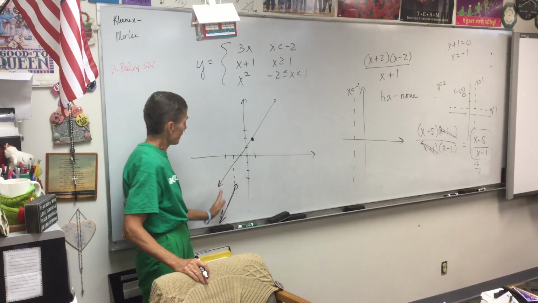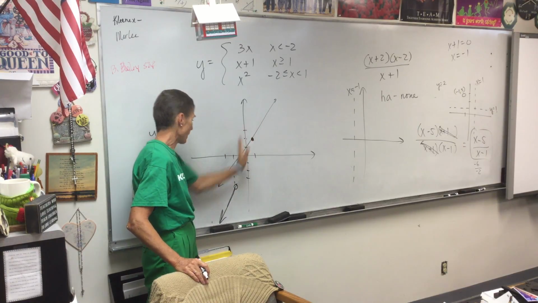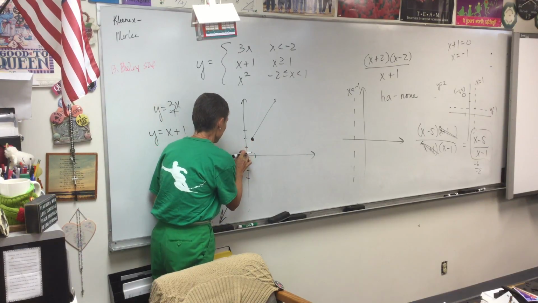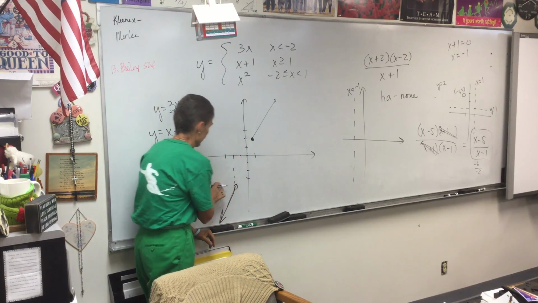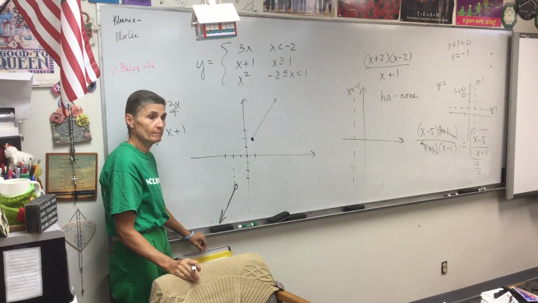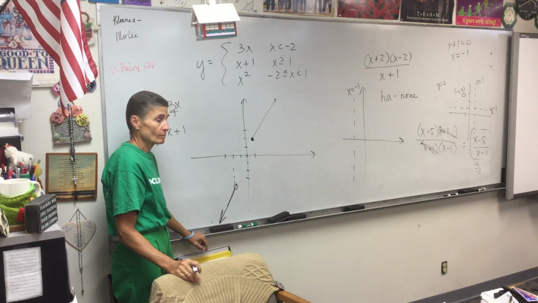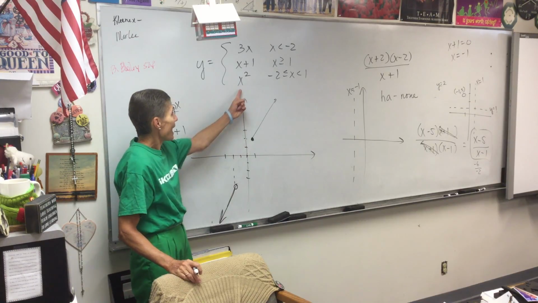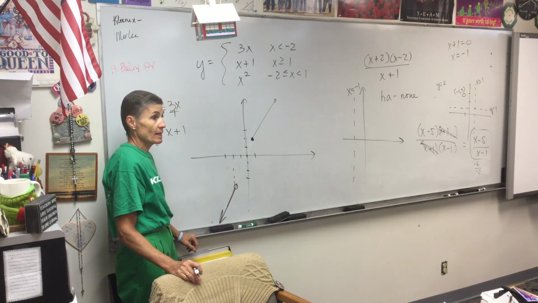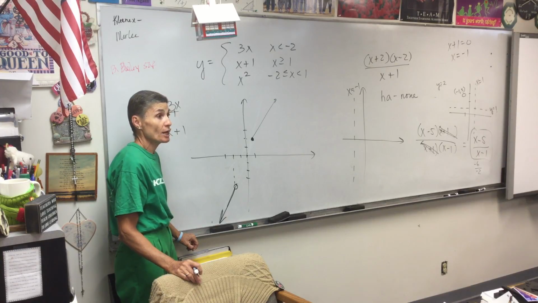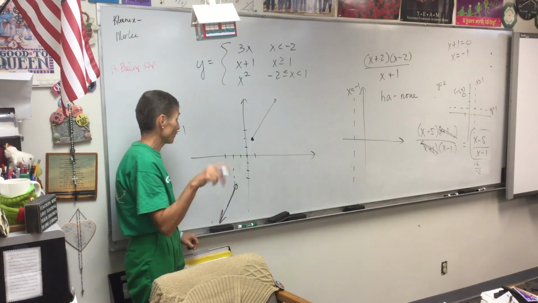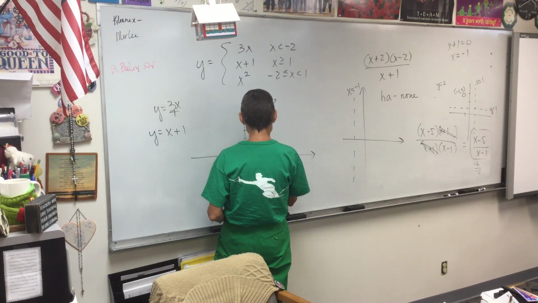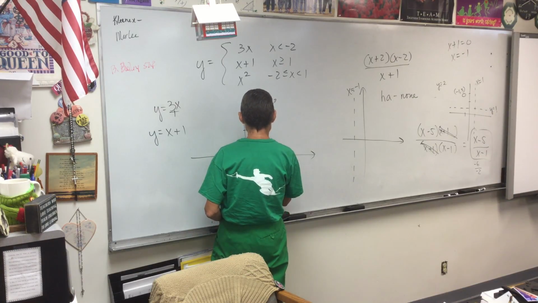Do I want to erase the bottom part or the top part? I want to erase the bottom part. So far, so good. What's that? That's a square, which means its shape will be a parabola. So I'm going to graph my parabola.